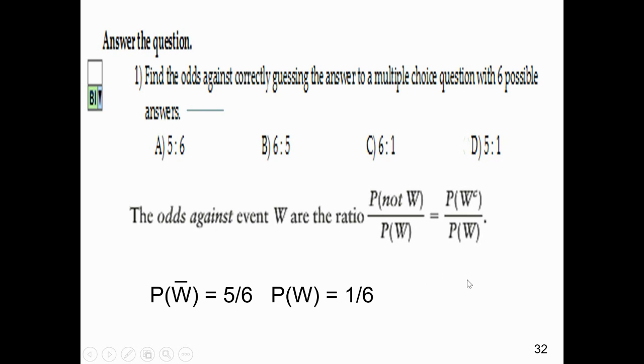So the odds against is the probability of not winning over the probability of winning. So this is 5/6. Probability of winning is 1/6. Here again, when I multiply by the reciprocal, the sixes cancel out, and my odds against winning are 5 to 1. In fact, $5 for every dollar I win.